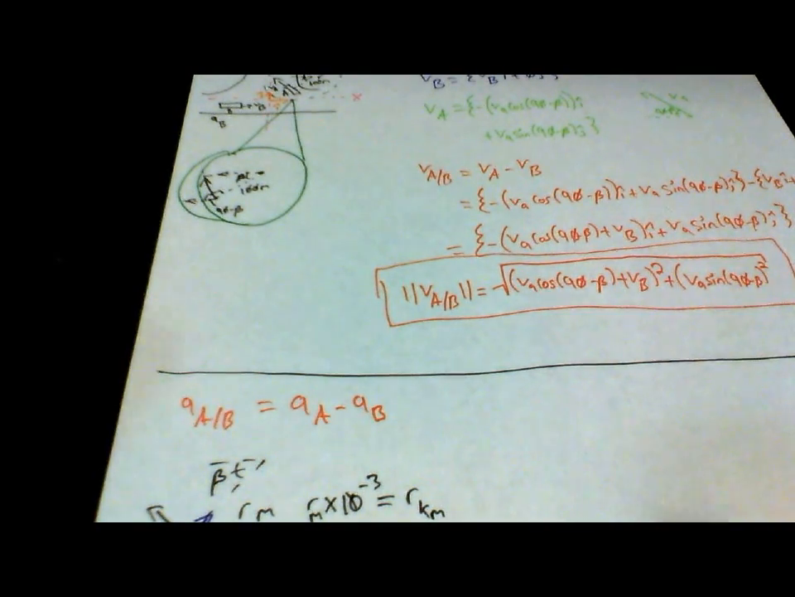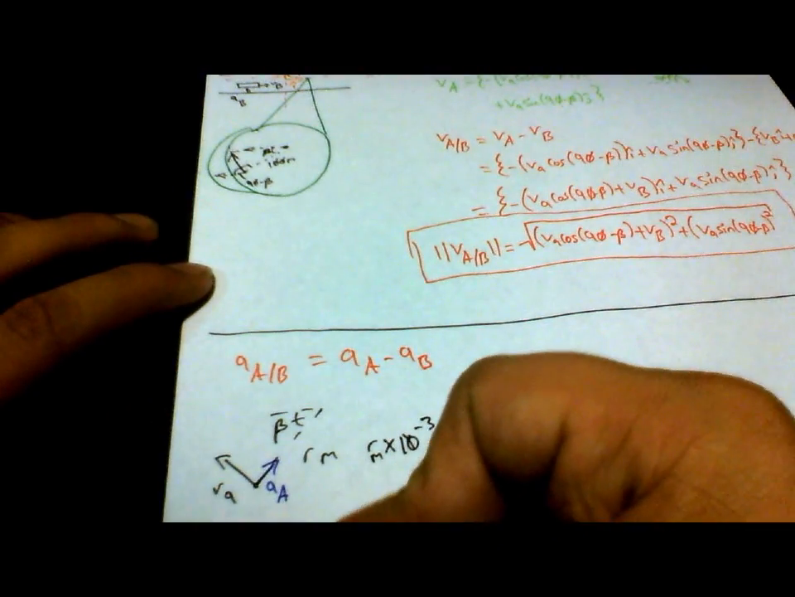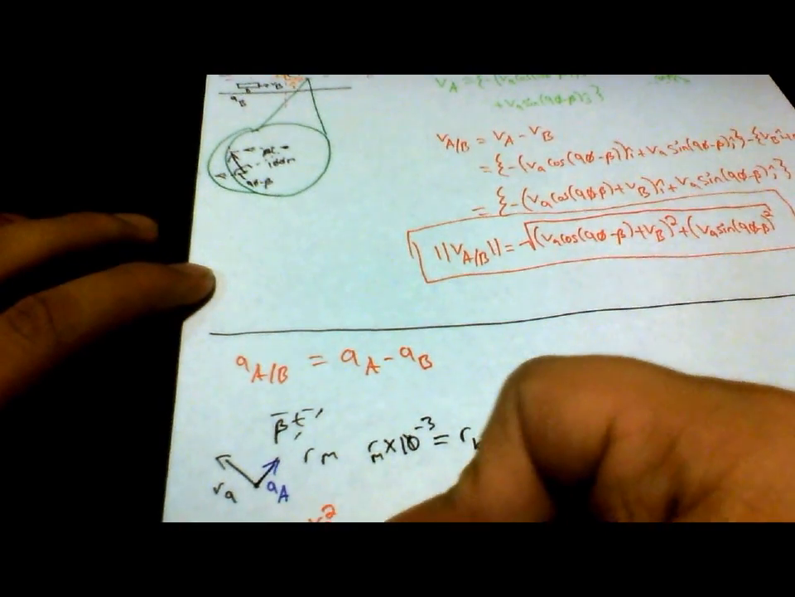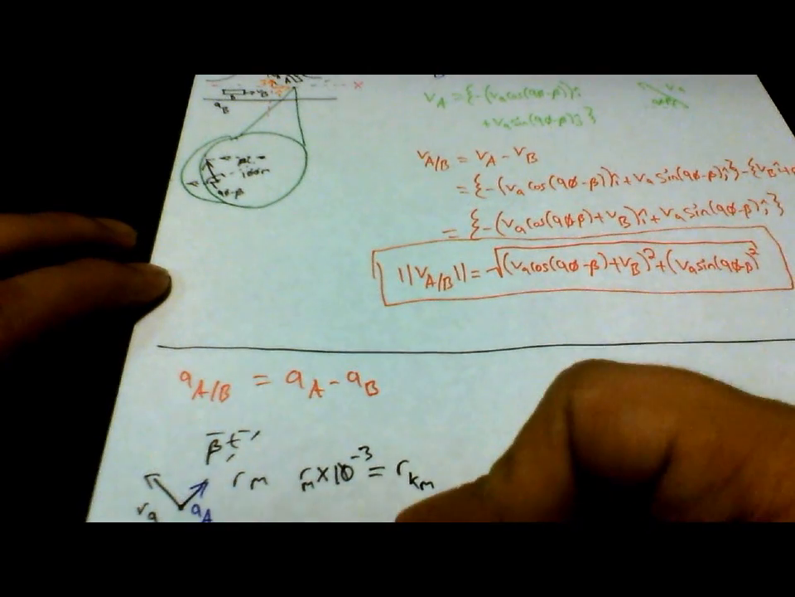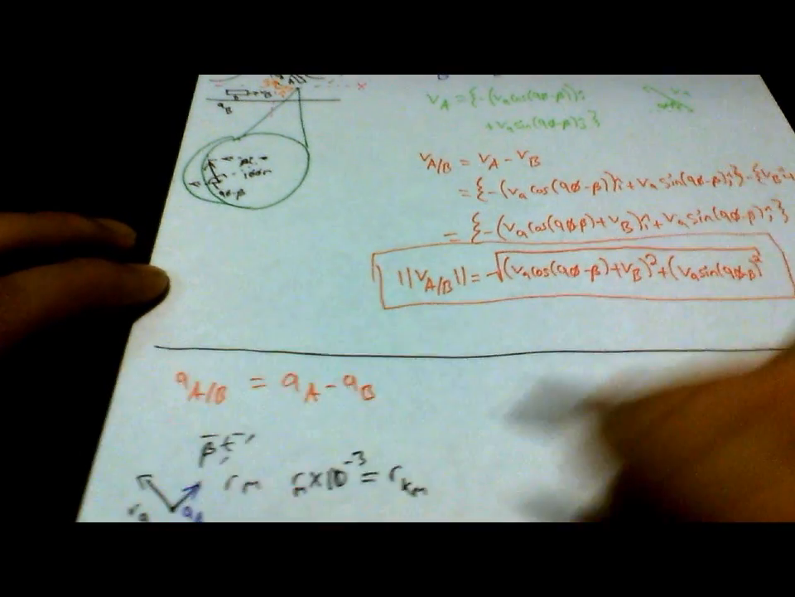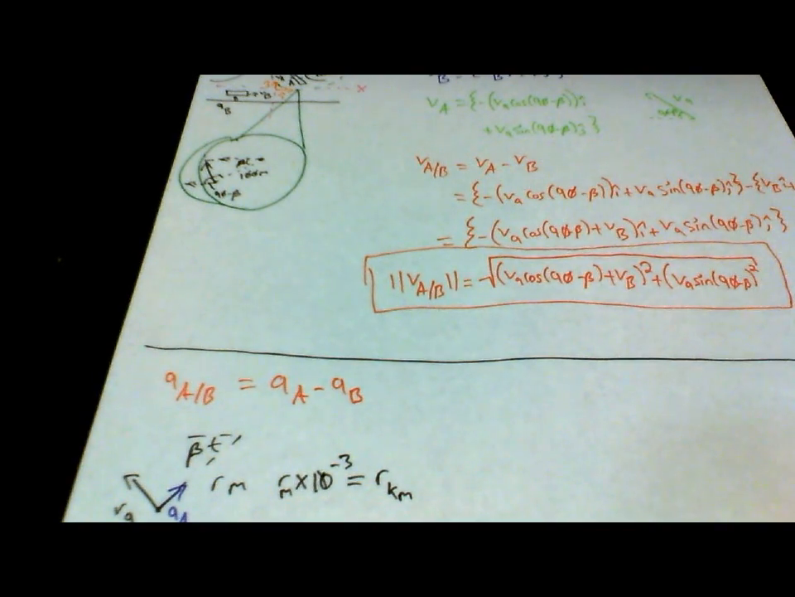Next, we want to find acceleration of A, which is V squared over R, which is just VA squared over RKM. There we go. So now we got our acceleration. Now we got to figure out, oh, this is going to be fun, in Cartesian vector form. So let's see what angles we got going on.